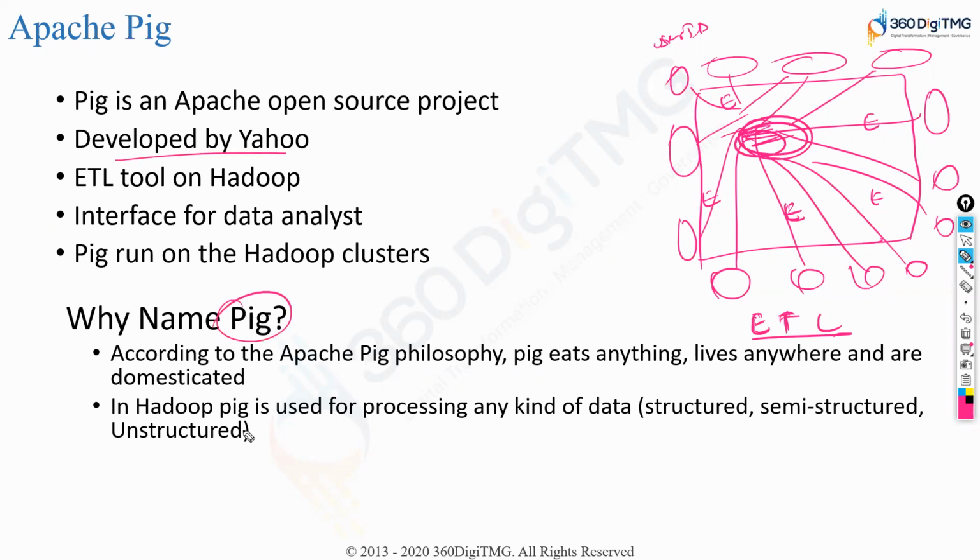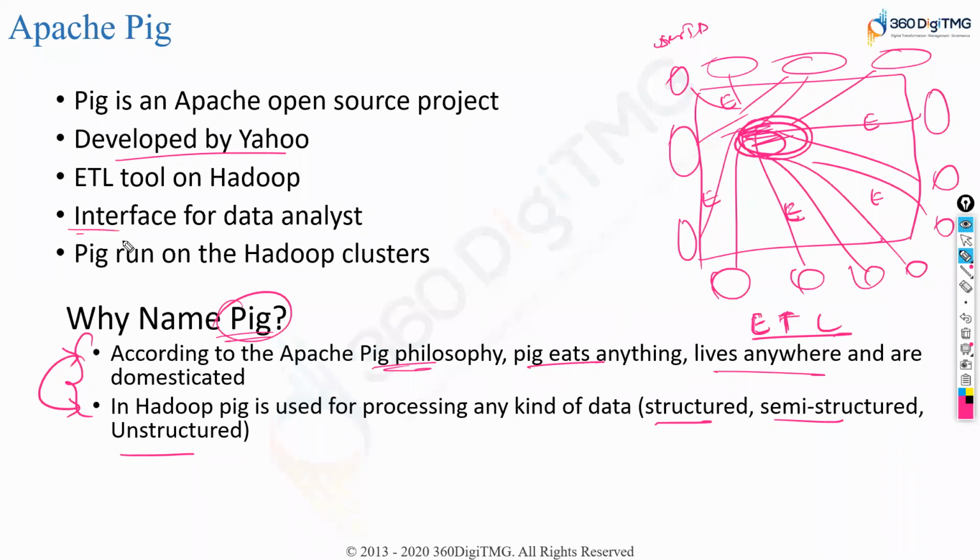They called it Pig because of the pig philosophy. Pig is an animal which can live anywhere, eat anything basically, right? On the same lines, Yahoo wanted to project that the software they developed can work on the local file system or on the Hadoop file system. It can consume structured, semi-structured, or unstructured data, right? To show these capabilities, they chose Pig as the name of their software, nothing else. That's the only reason.